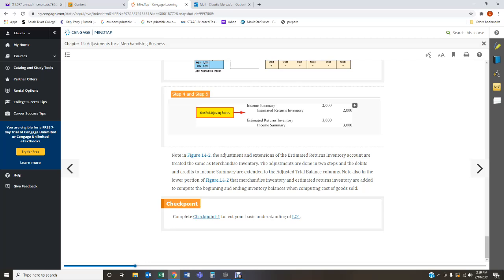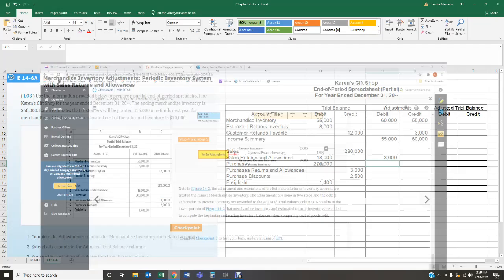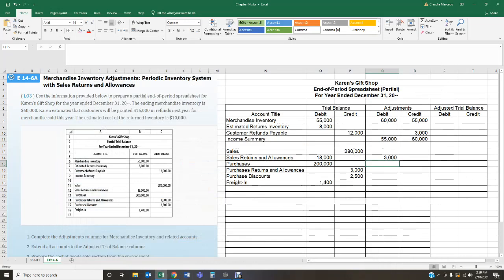Well, it's saying here that first we're going to debit for the original entry. We're going to debit income summary and we're going to credit estimated returns inventory. So estimated returns inventory is going to be credited for the original amount, and I am going to debit income summary. So I'm going to put another line item right below it. It'll still continue under income summary.